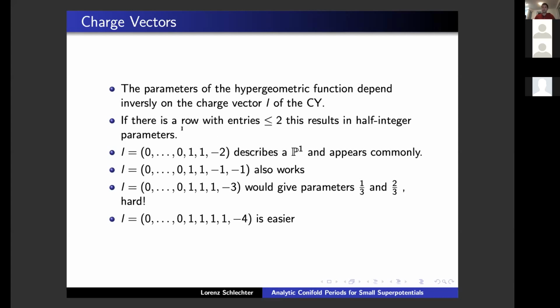So, for example, these two charge vectors here, the first one describing a P1, are really easy to solve in this method, but these here are much harder. Actually, what is quite interesting, -3 is much, much harder than -4, because this gives 1 over 3 as a parameter. And these functions in the end are related to Borwein theta functions, while this here is related, because of the work of Jack Dorizio, to elliptic functions. So this is actually easier to do with this.